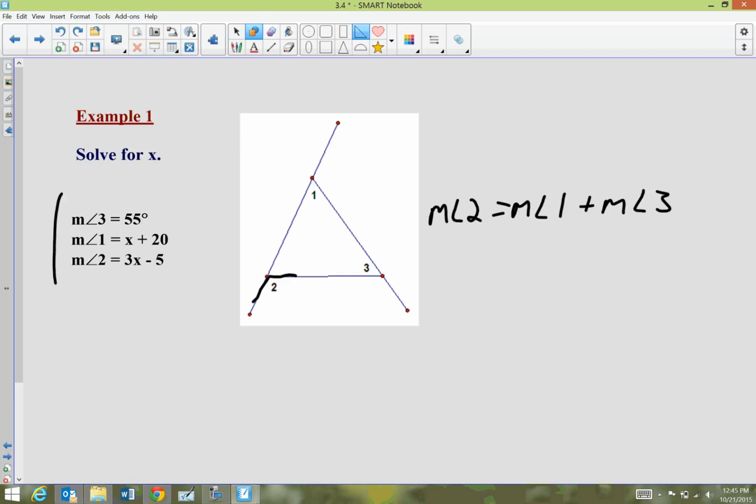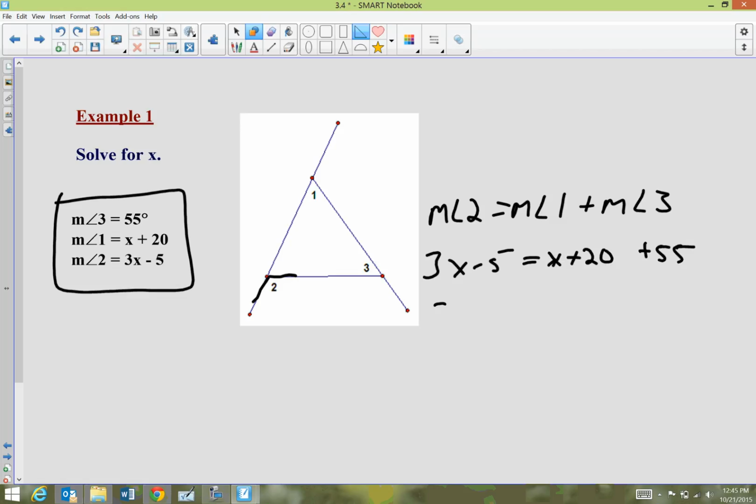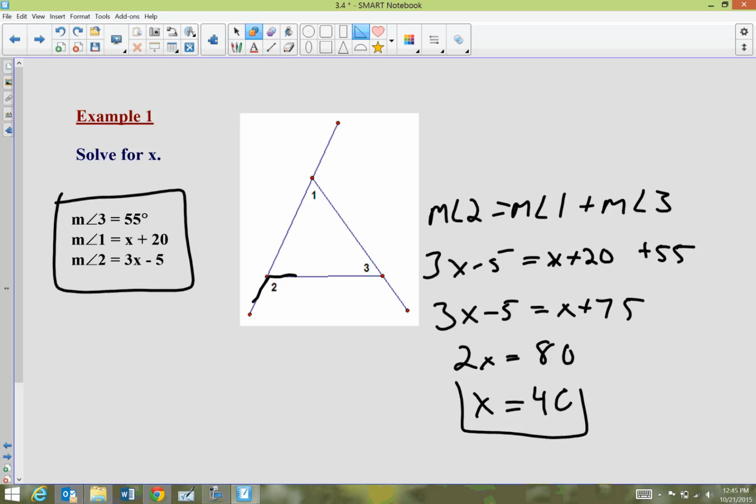And we know what 1, 2, and 3 are, so we substitute and solve for x. So we get x equals 40. Okay. Exterior angle equal to the sum of the remote interior angles.